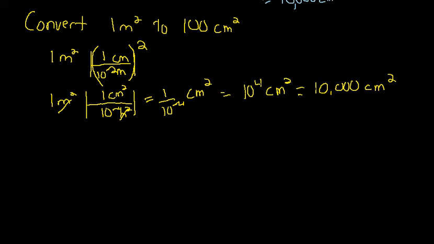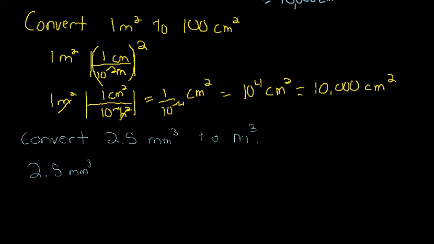Moving down here, we're going to go ahead and try another conversion. Switch to the thinner pen. I think it's a little easier to read. But let's convert 2.5 millimeters cubed to meters cubed. So again, start with the unit and the number that are given together. Set up my little fence here.